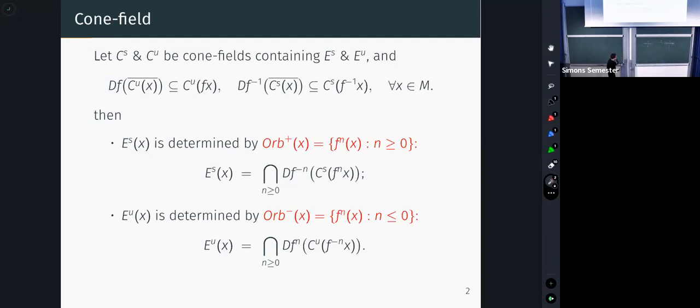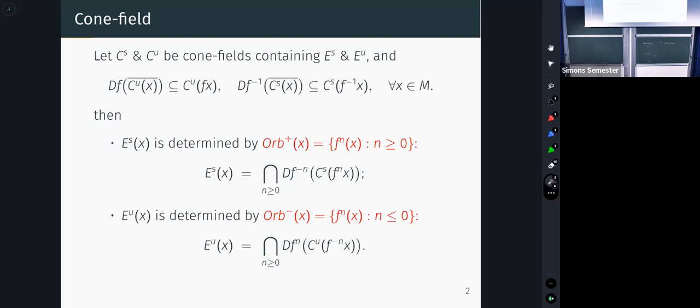So for these cone fields, you look at x and its negative orbit, at something like f to the minus one of x, and you act by Df on the cone, and it will become smaller. At f to the minus two of x, it maps to something smaller, and then more and more smaller. So for diffeomorphisms, the stable bundle is determined by the positive orbits: take the cone field along the positive orbit, iterate it back and take the intersection, and the intersection gives you the stable bundle. For the unstable bundle, you use the negative orbits and take the intersection, and it gives you the unstable bundle. So the stable bundle is determined by its positive orbit, and the unstable bundle is determined by its negative orbit.